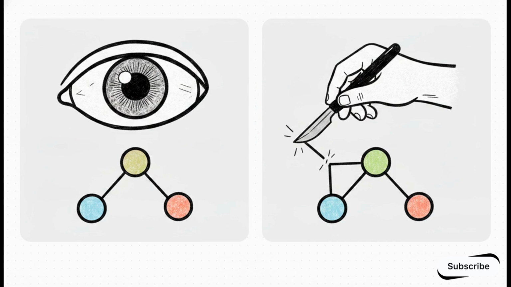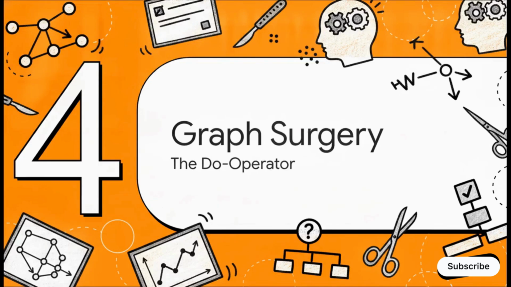The statistician is just passively watching correlations, while the causal engineer steps in with a scalpel to ask, wait, what happens if we actively intervene? Like if we just ban ice cream, intervening on X, will drownings miraculously stop? The causal engineer knows the answer is no, because the temperature, the root cause, hasn't changed. Let's look at how we actually do this in section 4, graph surgery and the do operator.